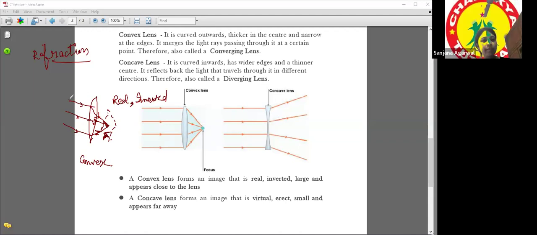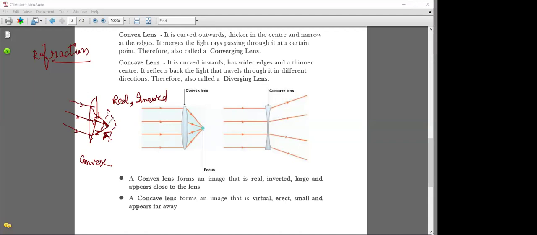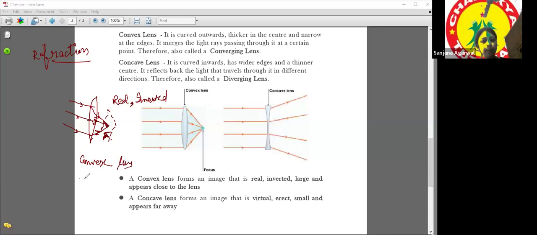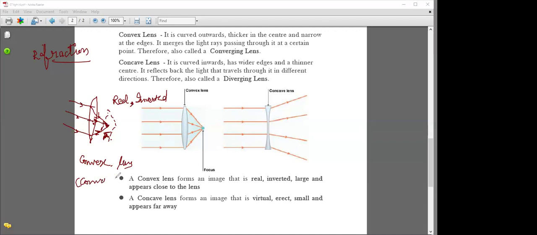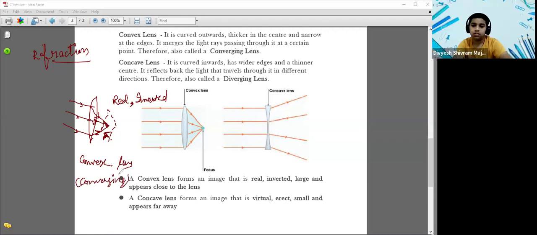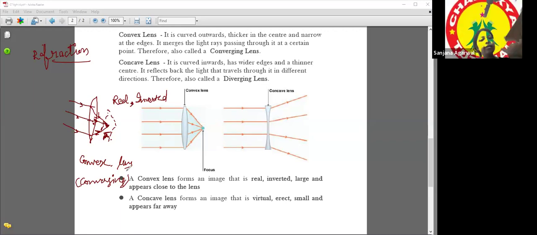Because the rays are actually meeting and converging at a point, the other name of convex lens is converging lens. This is the reverse case with mirror.